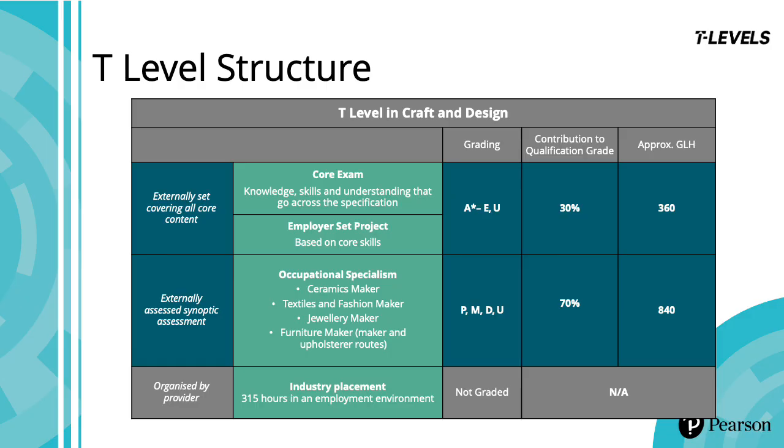As a brief reminder, the T-Level is made up of two mandatory components, the core and the occupational specialism. Here you can see that in the Craft and Design T-Level, the core component contributes 30% to the overall qualification grade and is 360 guided learning hours. The Occupational Specialism component contributes 70% to the overall qualification grade and is 840 guided learning hours.